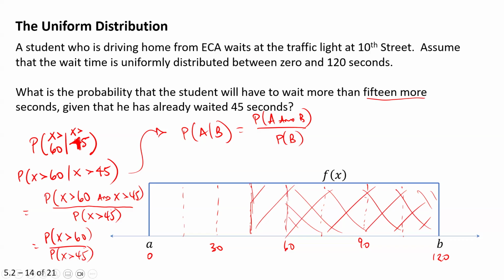Oh, yeah. It's two rectangles. What's the rectangle on top? From 45 to 60. On top, greater than 60. So, yeah, what's the width of that rectangle? 120 minus 60, which is 60, over 120 minus 0, which is 120. Okay.